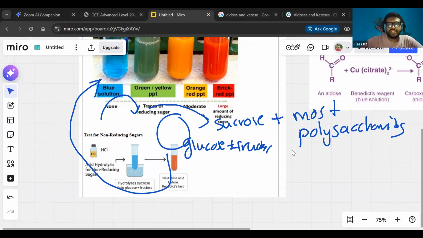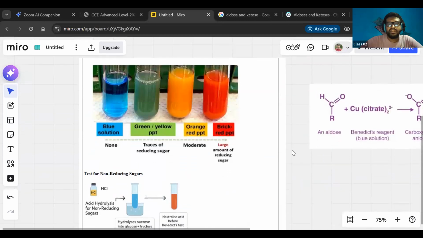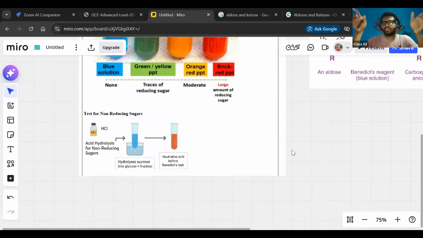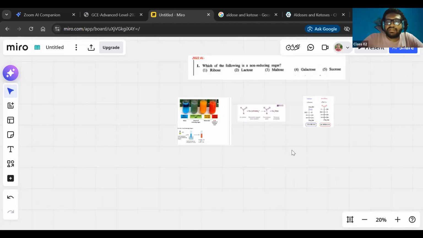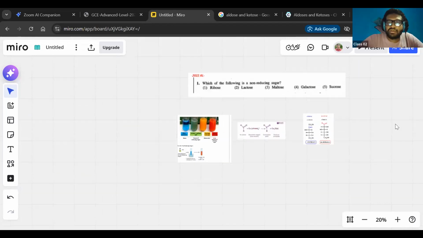So this is the reducing sugar test and the non-reducing sugar test. The reducing sugar test is simple: you put in the reagent solution, heat it up, and whether it forms a precipitate determines if it's a reducing sugar. But for the non-reducing sugar test, you first have to hydrolyze, and then go for the reducing sugar test to confirm that it has a non-reducing sugar. On this basis, let's go and answer the question.